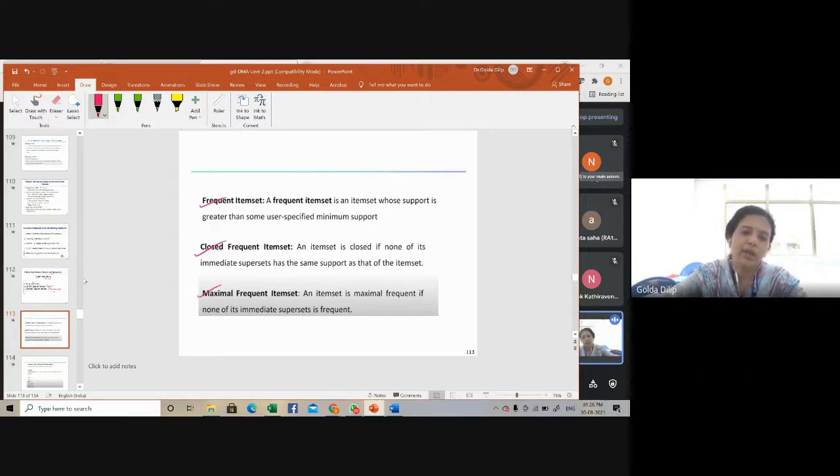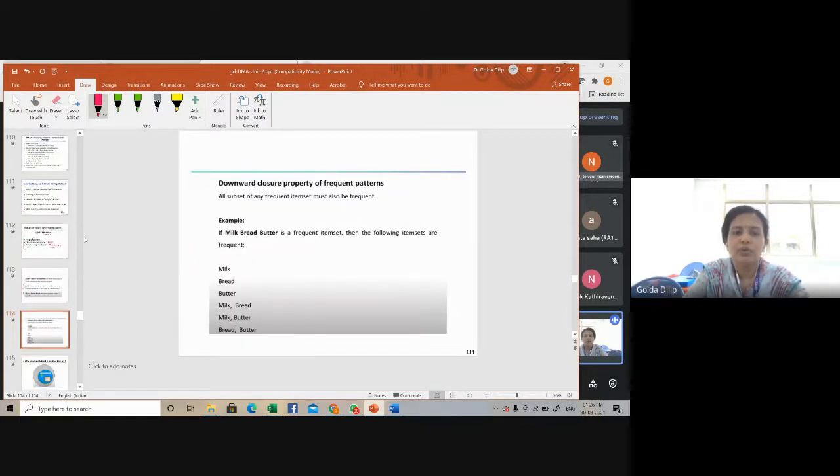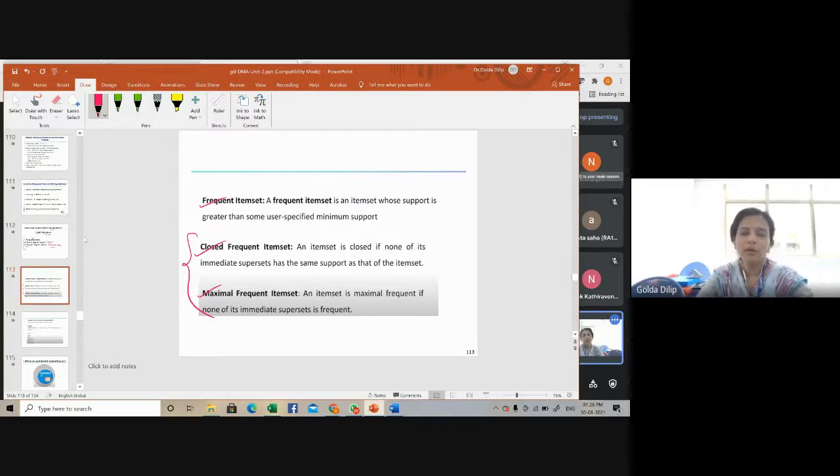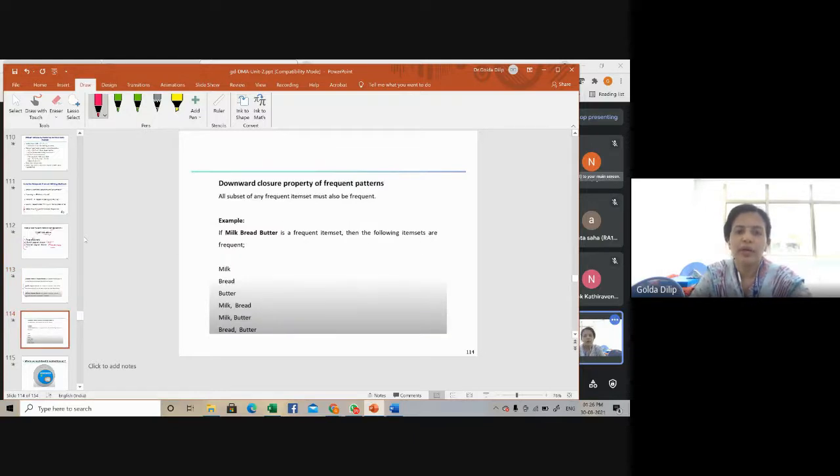Then again, maximal frequent item set. I'll give you an example for it. I know when I just tell the definition, it is not clear. We'll work out an example and find out what is a closed frequent item set. I'm just first reading out the definitions. Next is maximal frequent item set. An item set is maximal frequent if none of its immediate supersets is frequent. So we just had a glance at these definitions. Before we start working out an example on all these three, I'll just tell you an interesting property called the downward closure property of frequent patterns. This is an important thing to note.